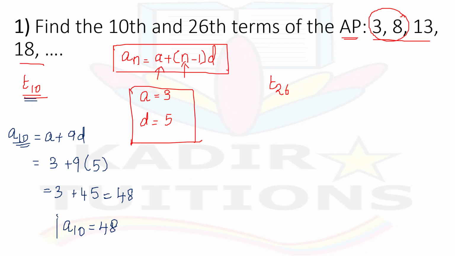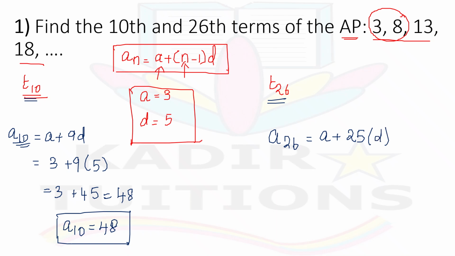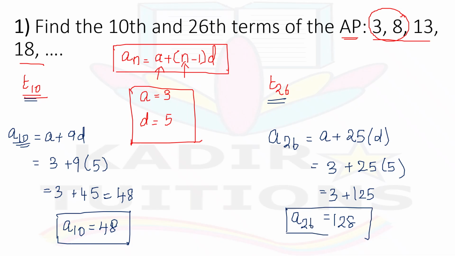Still we need to find A26, or T26, anything is fine. So now I'm going to find A26, which is equal to a + (n - 1) d, which can be written as 25, because 26 minus 1 is 25, into d. First we will write d only, and in the next step we will replace a by 3 and d by 5. So it is 3 plus 25 into 5, which is 125. So which is equal to 128. So the value of A26, that means the 26th term, is 128.